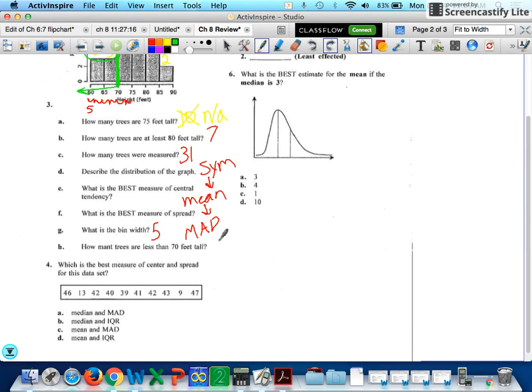Please don't just count one of the bins. You've got to get everything less than 70. There's 2 different bins there, okay? They both have 3 trees. They total up to be 6.